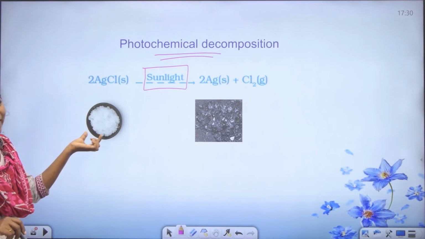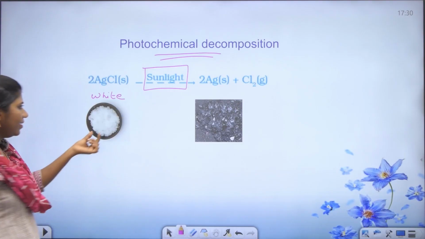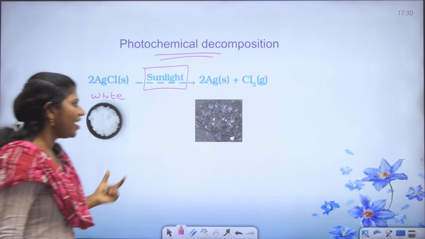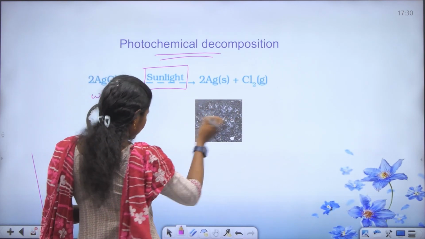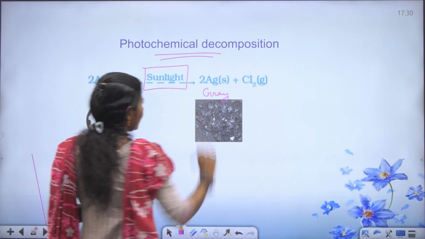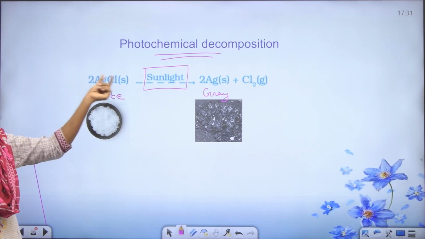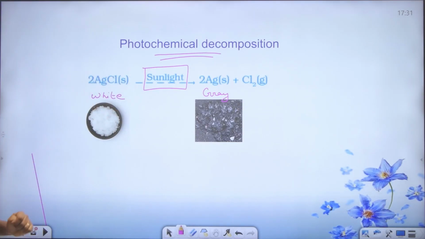AgCl is a white colored crystal. It reacts with sunlight to form silver. Silver is a gray colored substance. So when AgCl is kept in sunlight, the white colored crystals change to gray color. That means AgCl reacts with the sunlight to form Ag, and it liberates chlorine gas.